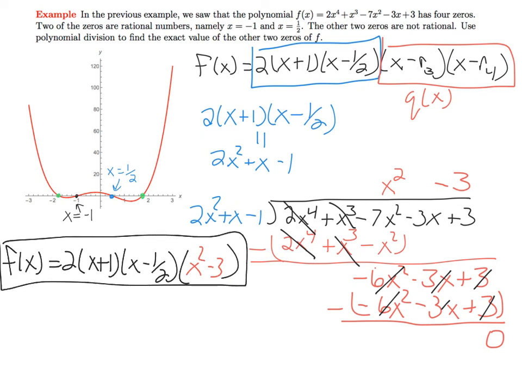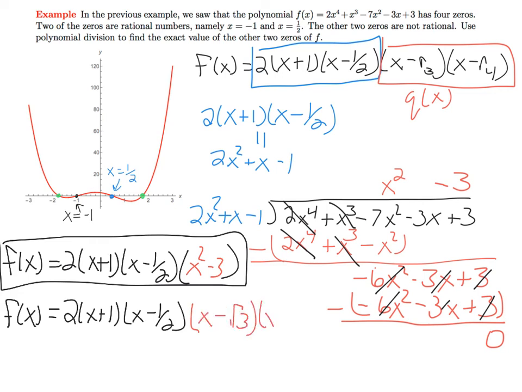And so this quotient we can factor further to identify the last two zeros. So f of x is therefore 2 times x plus 1 times x minus 1/2. And factoring the x squared minus 3, we can factor that into x minus the square root of 3 times x plus the square root of 3.